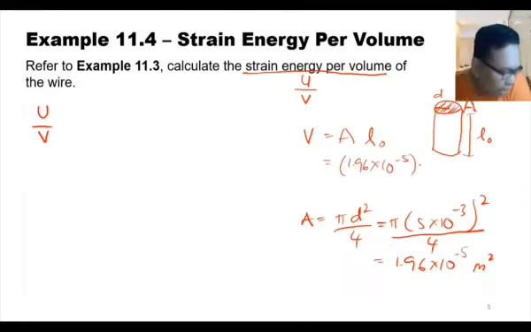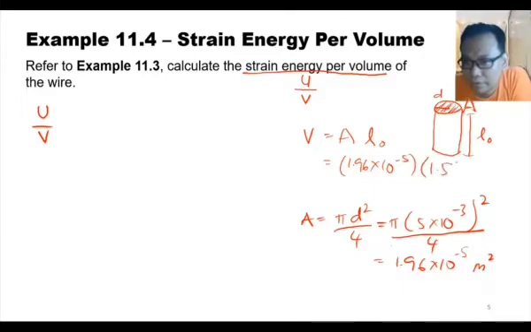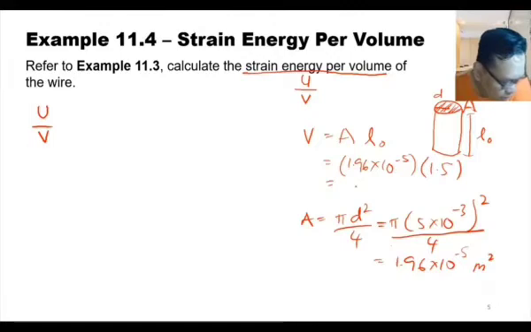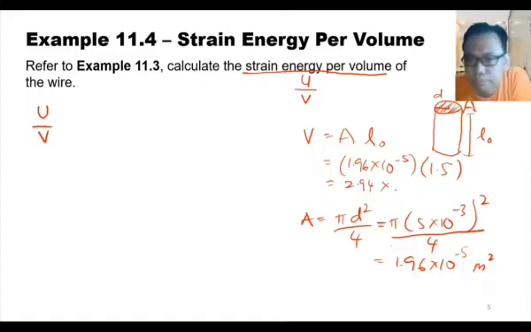And the original length is given in the equation initially, 1.5. Okay, and I get the answer is 2.94 times 10 to the power of -5. So this is now volume, so the unit is cubic meter. So now we get the value of volume.